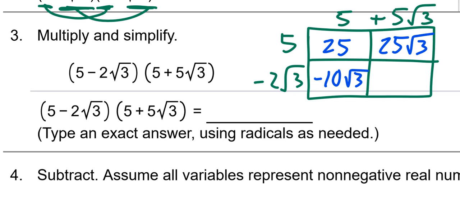Negative 10, radical 3. So like how am I, 25 plus.